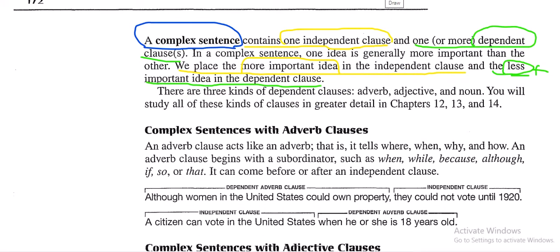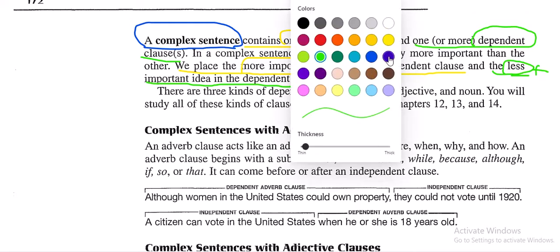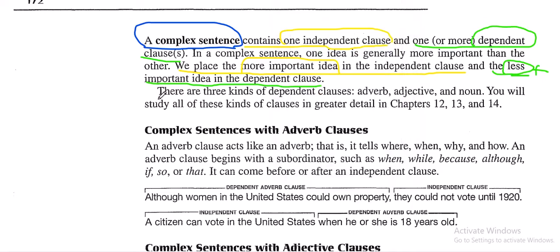Also, there is a very important thing which you must know: that there are three types of dependent clauses. There are three types of what? Dependent clauses. The first type is adverb clause, or dependent adverb clause. The second one is adjective clause, or dependent adjective clause, and the third one is what? Noun clause, or dependent noun clause. Okay, so there are three types of dependent clauses.